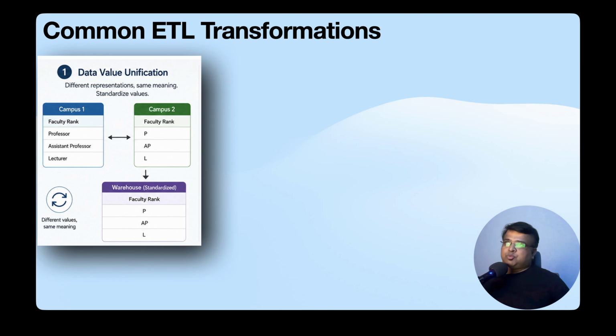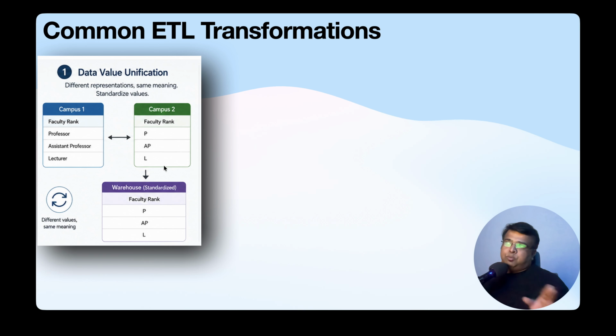The first transformation type is data value unification, and I'll use an example with a university that has two campuses, right? Campus 1 and Campus 2, each running its own software system. Suppose both campuses are hiring new faculty members. Campus 1 stored faculty ranks like professor, assistant professor and lecturer. Maybe some are fully spelled out and some are abbreviated. But Campus 2 uses a totally different representation. For example, P stands for professor, AP stands for assistant professor, L stands for lecturer.